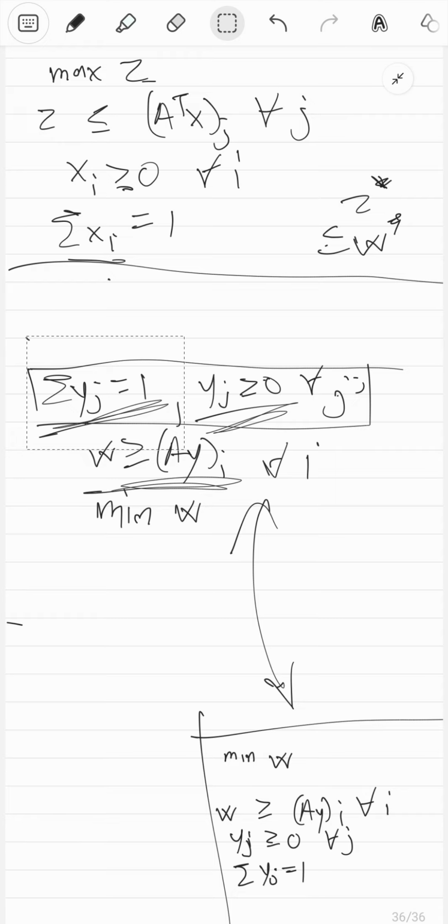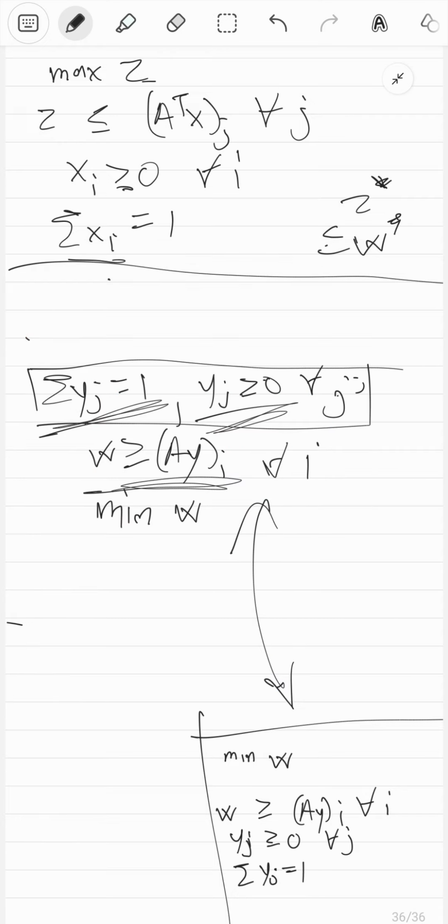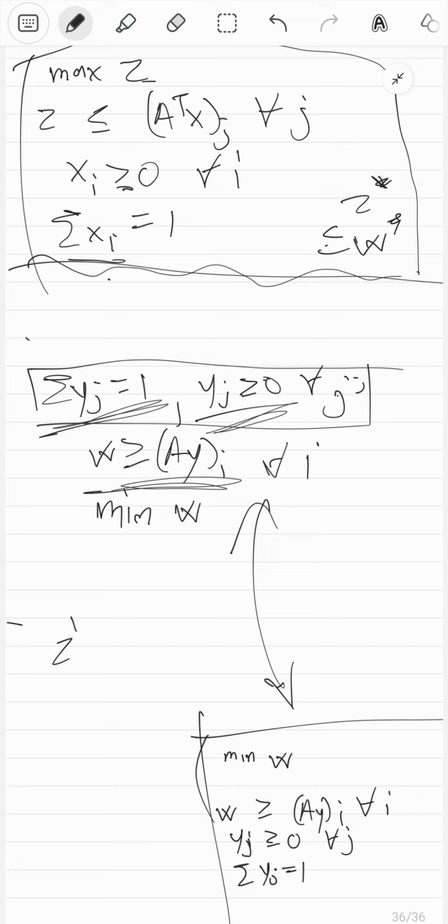Now what strong duality says is that if there is a solution to this problem, right, there's an optimum solution, in that case that will be exactly the same thing as this guy's solution, that is to say that z star will be equal to w star.